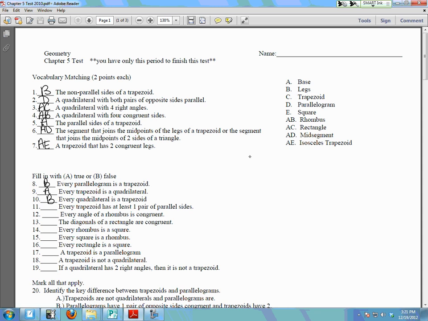Okay, so if you think back to our flow chart, we had quadrilaterals. We went to parallelograms. If it wasn't a parallelogram, it went off to a trapezoid. Okay, and when it was a parallelogram, it was either a rectangle, a rhombus, or both of those items, and that would be referred to as a square. That's our flow chart. So that's why every parallelogram is a trapezoid. Well, no, because trapezoids are not parallelograms.